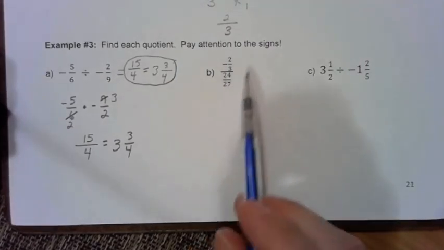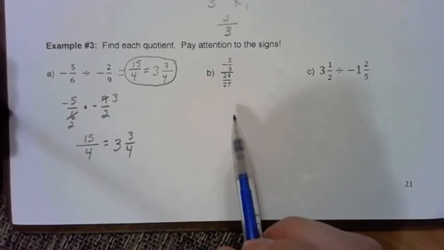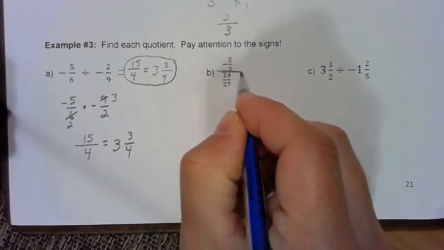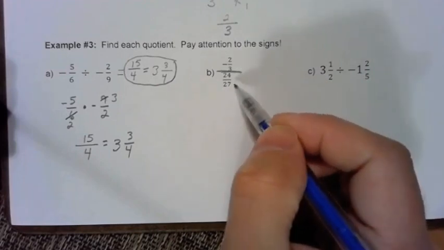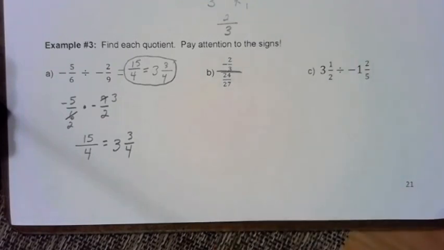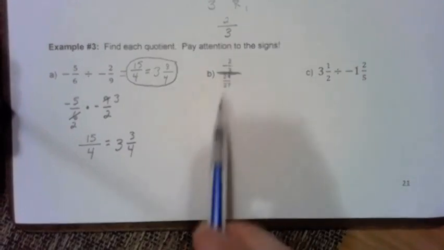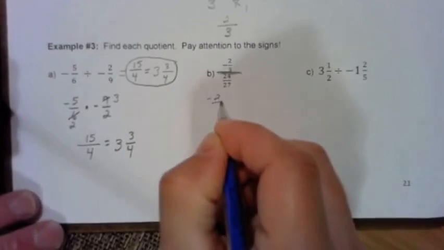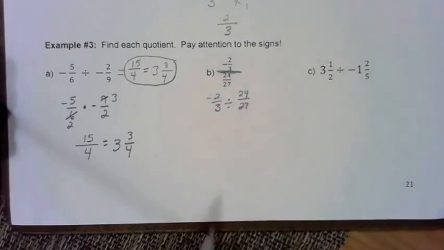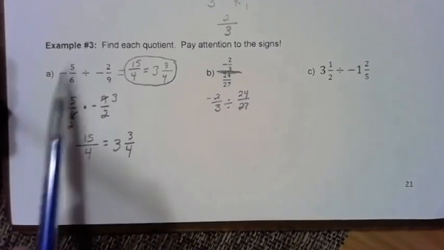Looking at example B, this is something that's called a complex fraction. A complex fraction is when you have a fraction within a fraction. So here's our fraction bar, and notice that the numerator is a fraction, but so is the denominator. When something looks like this, it's really not that intimidating as long as you remember that a fraction represents a division problem. So all this is saying is take negative 2/3 and divide it by 24/27. That's what that complex fraction means. Now it looks kind of like what we did over here.